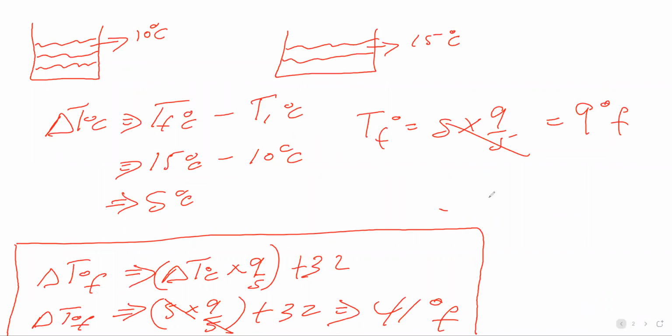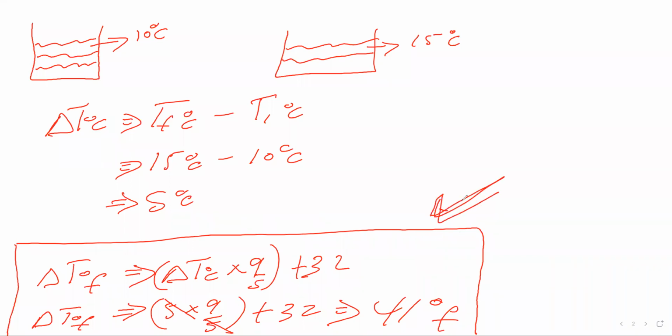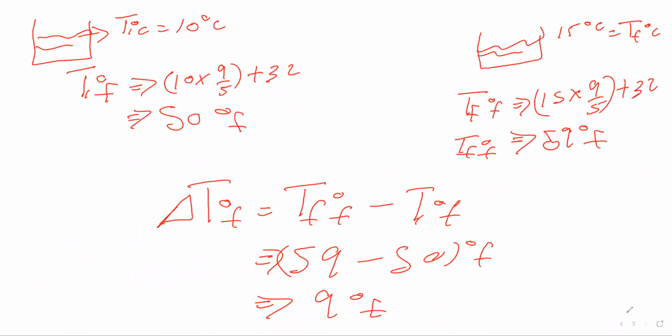So let me show you why you don't add the 32. You won't use this approach, because this formula only works for converting an instantaneous temperature, right? The temperature of something currently. When you're converting a temperature change, you don't add the 32. And let me show you why, which is essentially what we did here.